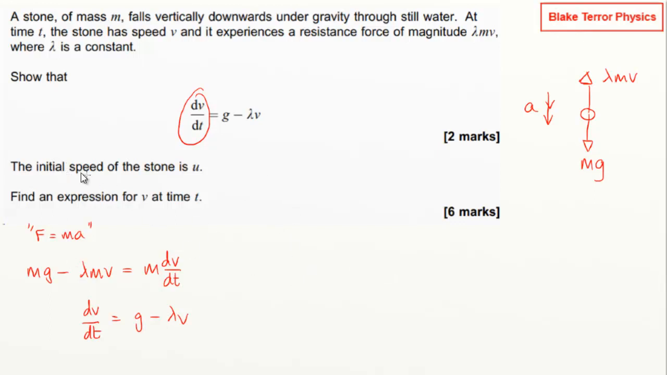Now they're wanting us to solve this. We can see they've given us the initial speed of the stone is u. So that's saying, when t is equal to 0, v is equal to u. These are our boundary conditions for when we do our integral calculus. Find an expression for v at time t. So we're solving this differential equation. We need to be used to how we're going to separate our variables out here.